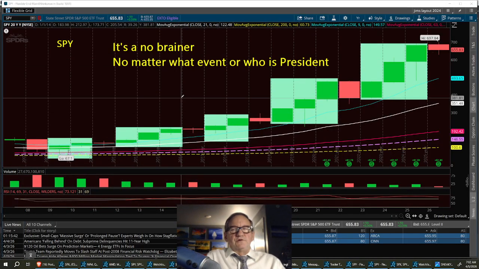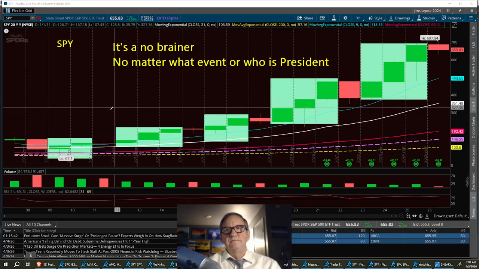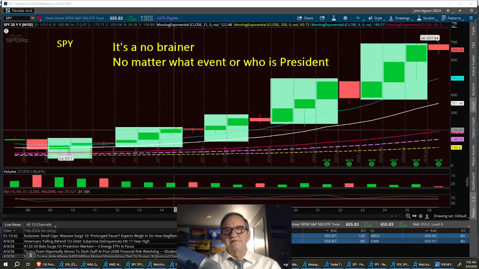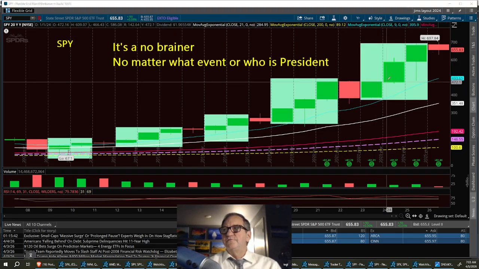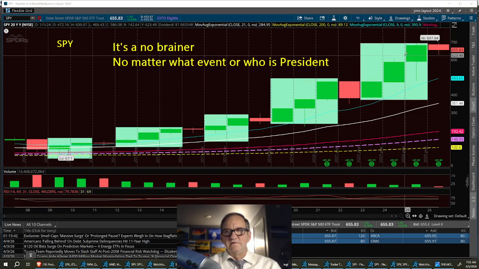So these are what you call white soldiers, and then the red ones are consolidated years. This is a yearly chart that goes back all the way 20 years. So we had 2 white soldiers and a consolidated year. 3 white soldiers and a consolidated year. 2 white soldiers and a consolidated year. 3 white soldiers and a consolidated year. 3 white soldiers and a consolidated year.